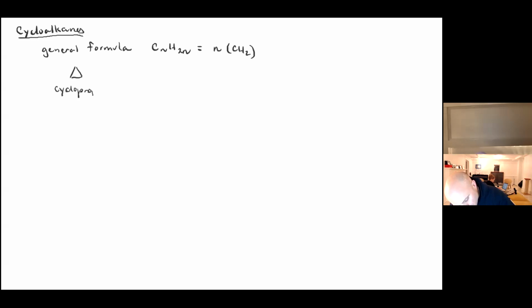So, all right, the general formula for a cycloalkane is CnH2n, which is equal to n times the number of CH2 groups, okay? So, for example, if you think about the simplest cycloalkane, cyclopropane, the formula here is C3H6, and this is equal to 3 times CH2, okay?